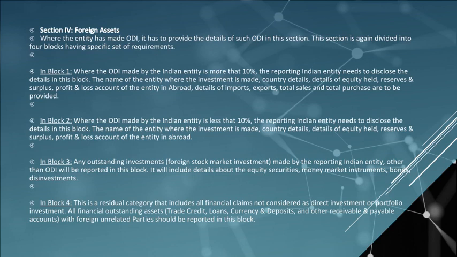The name of the entity where the investment is made, country details, details of equity held, reserves and surplus, profit and loss account of the entity abroad. In Block 3, any outstanding investments, foreign stock market investment, made by the reporting Indian entity, other than OD, will be reported in this block. It will include details about the equity securities, money market instruments, bonds, disinvestments.